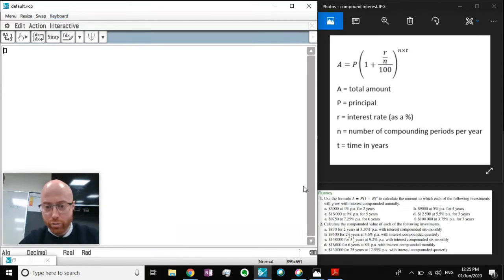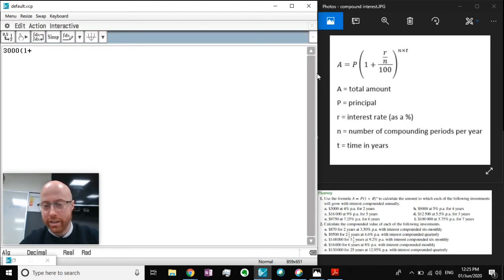All right, let's have a look at question 1A from the textbook. Use this formula to calculate the amount to which each of the following investments will grow with the interest compounded annually. Now, notice that this formula in the textbook is different to the one that I've given up here. This formula that I've given is the one that you use next year, and I think it's better to learn the proper one, the more useful one first. Okay, so we've got $3,000 at 4% per annum for 2 years. Principal is 3,000, so that's our P.